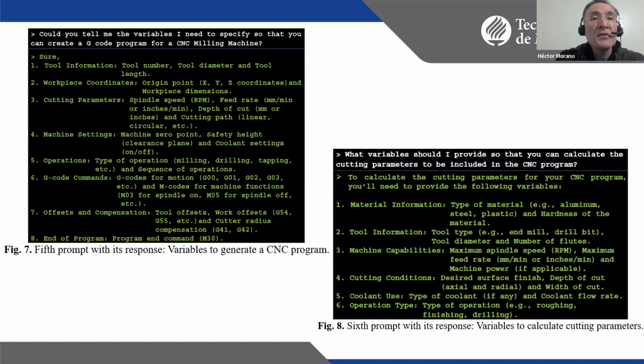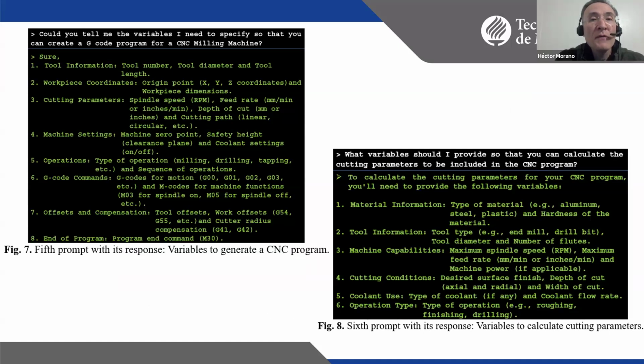Then the second stage aimed to investigate the variables the LLM requires to generate a G code, calculate the cutting parameters, and identify the manufacturing operations it handles. With a fifth prompt we inspected these variables. Figure 7 shows this prompt with its simplified response.